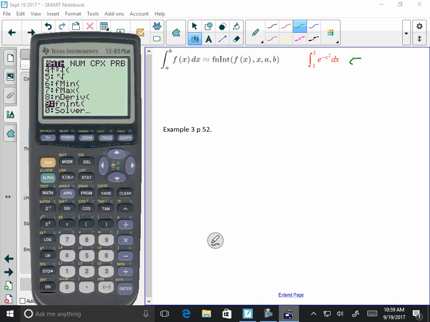You can't find a closed form for that. There is no antiderivative we can come up with, so we're going to do it on the calculator. So go to math, and on the TI-83 it's down at number 9, the function integral. The function is e to the negative x squared. The variable of integration is x. The lower limit is 1, and the upper limit is 3. And we get 0.13938. So this is approximately that.